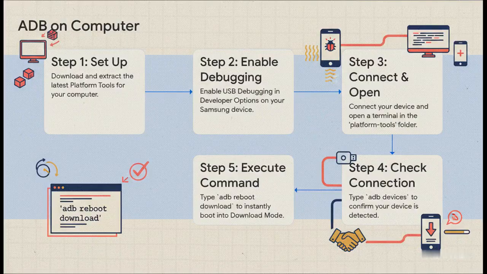Of course, there's a tiny bit of setup. You'll need to have the Android platform tools set up on your computer, and you'll have to enable USB debugging on your phone first. But once that's done, it's so simple. You connect your device, open up a terminal, type ADB Reboot Download, hit enter, and your phone just does it instantly. No button mashing required.